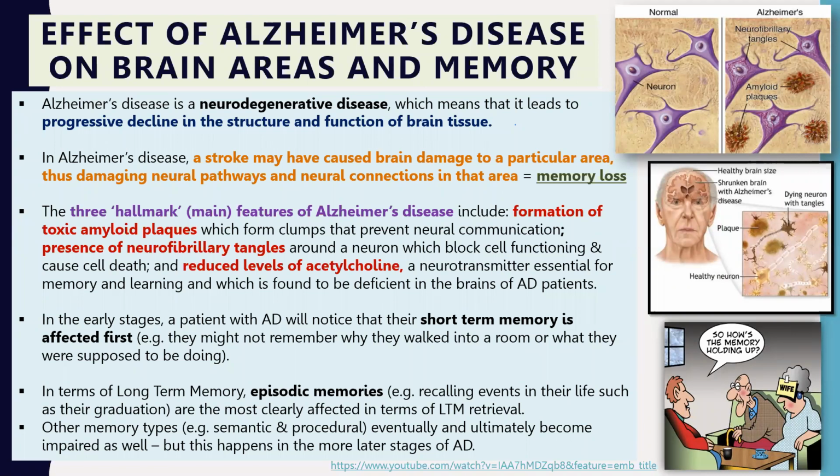Okay, the last few things we're going to go through are the hallmark features of Alzheimer's disease. So Alzheimer's disease, obviously we know it's a neurodegenerative disease. When we talk about the hallmark features, we are basically talking about the three main things that we see in the brain of an Alzheimer's disease patient that set them apart from a patient with a normal healthy brain. And those three things are, number one, the formation of toxic amyloid plaques. Amyloid is a protein that is actually toxic to the brain. So amyloid should never be in a person's brain. It's not normal. And you can see in this image here that these plaques actually form little clumps, okay?